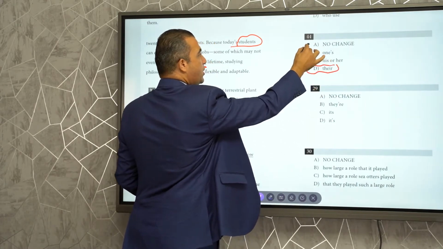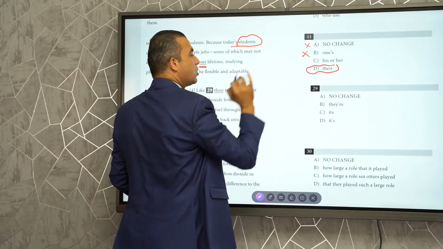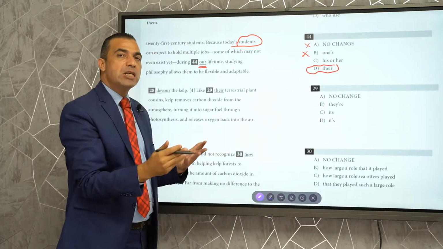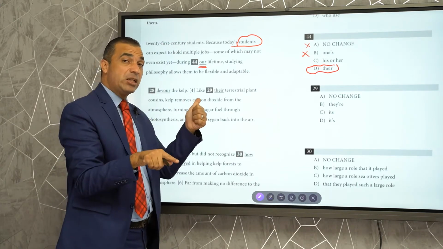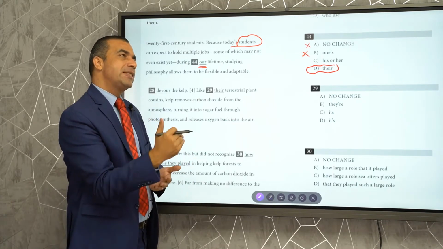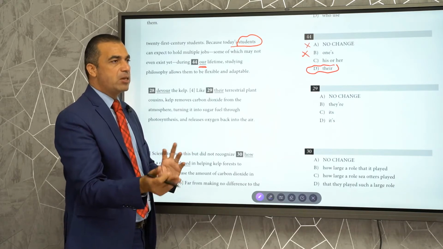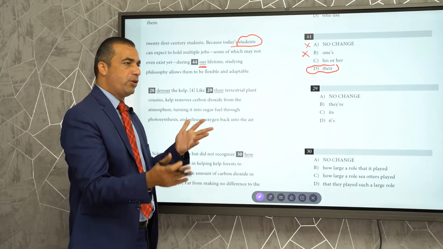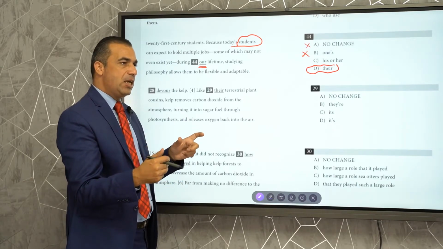Why not A? Because it is not our time. Why not one's? Because he's not talking about one. Why not his or her? Because his or her can be used with a singular noun, a student only, not the students. For example, when I say a student is singing in the room, his or her voice is very nice, because I don't know whether he's a girl or a boy, so I can say his or her.